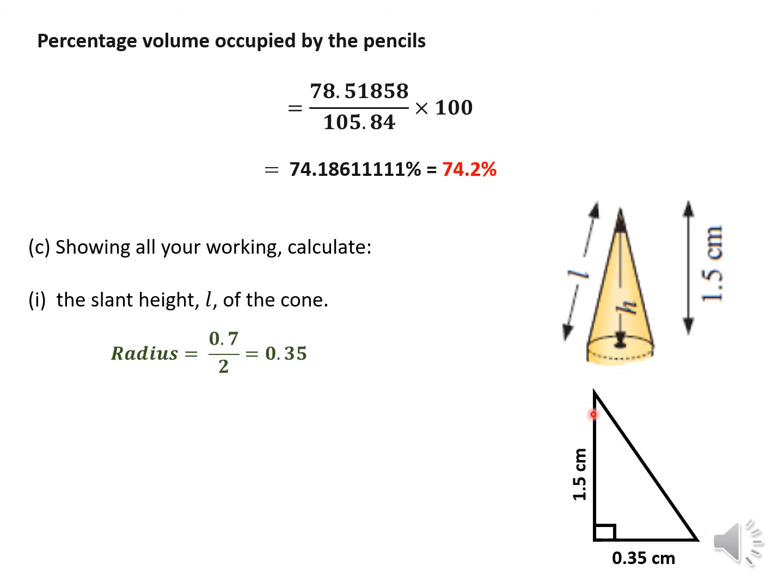So my L has to be found by using Pythagoras. Okay, so when you use Pythagoras, then we know we're looking for the hypotenuse, right? So therefore it's going to be 1.5 squared plus 0.35 squared. And when you clean that up, obviously you're going to get the square root of 2.3725, which gives you 1.54 centimeters. That is how that particular question is done.